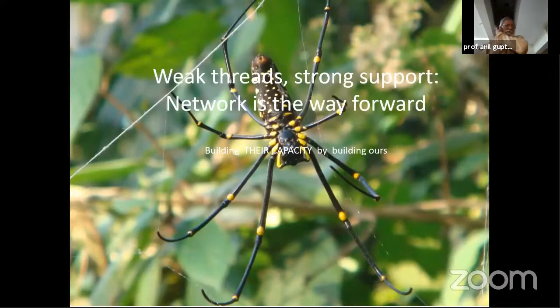Now, we were talking about the spider's web, but I'm using it here as a metaphor. So the metaphor is that the thread is very weak.